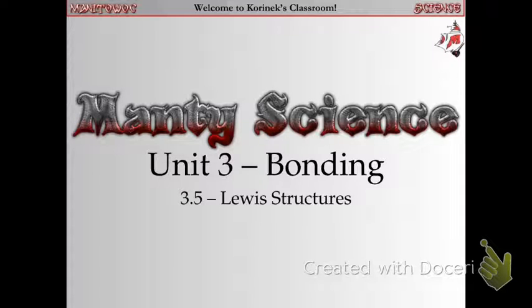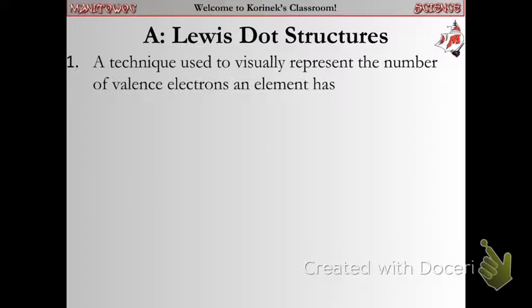All right, this is 3.5 - Lewis structures. So we're going to talk a lot about bonding between nonmetals in this section and how two nonmetals can come together to form a molecule or a compound. So the Lewis dot structure is simply a technique used to visually represent the number of valence electrons an element has.